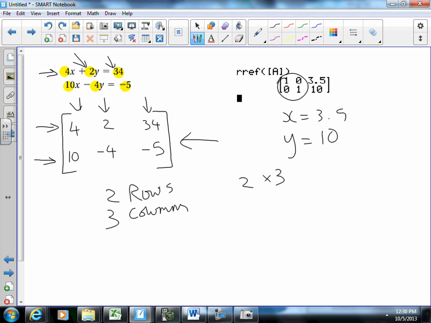Again, you'll learn more about that later. I could prove it by plugging x into both of my two original equations, and y in, and we should get some kind of equality. So that's how to solve simultaneous equations, or systems of equations, using a matrix on a TI-84.